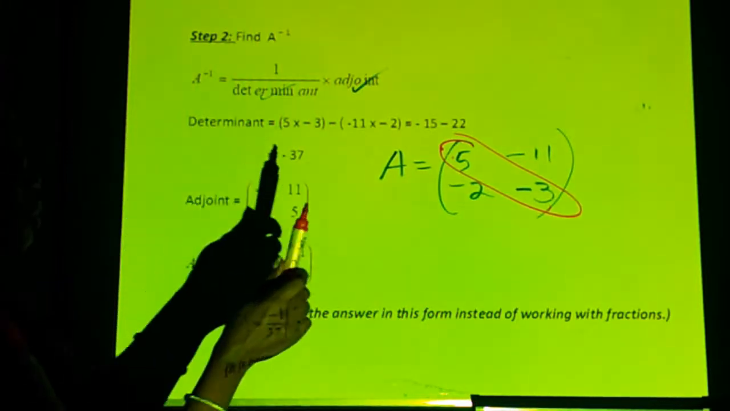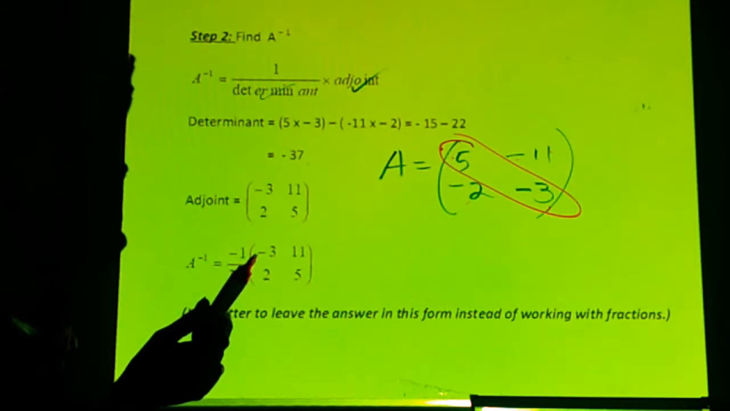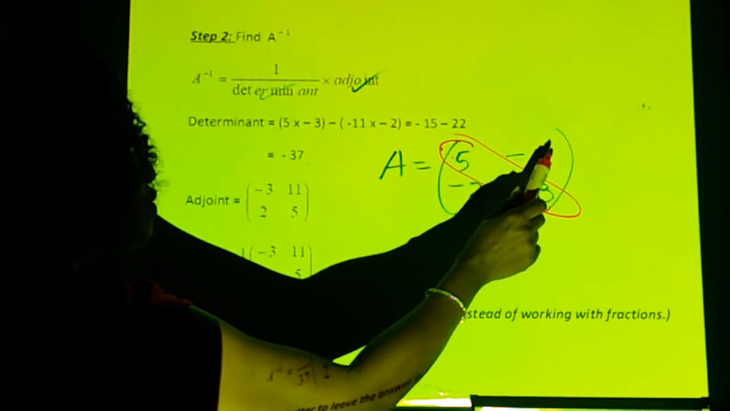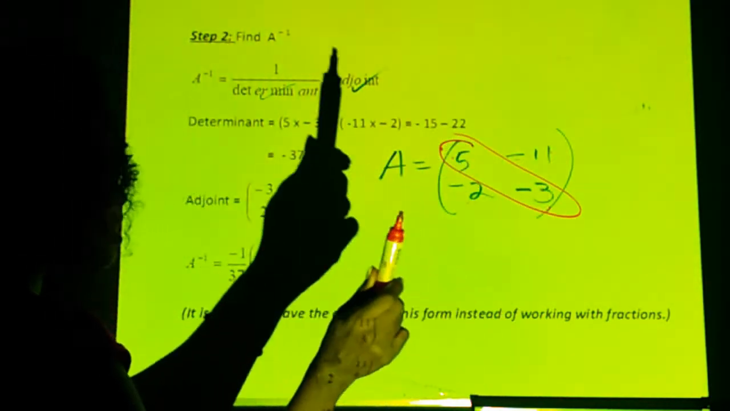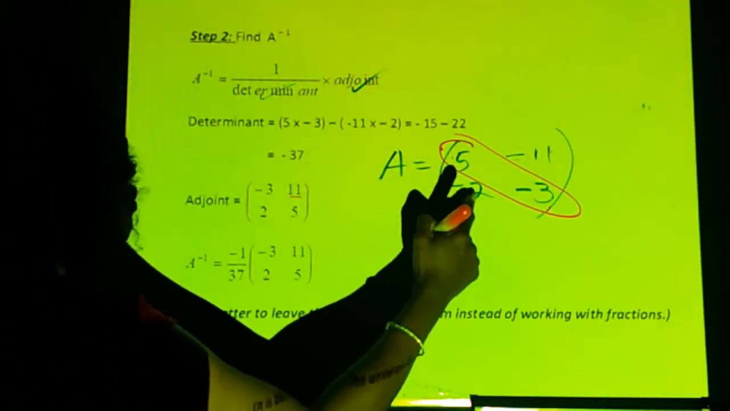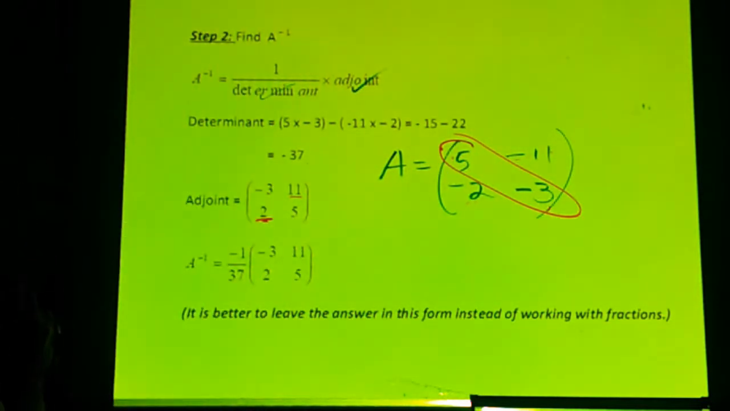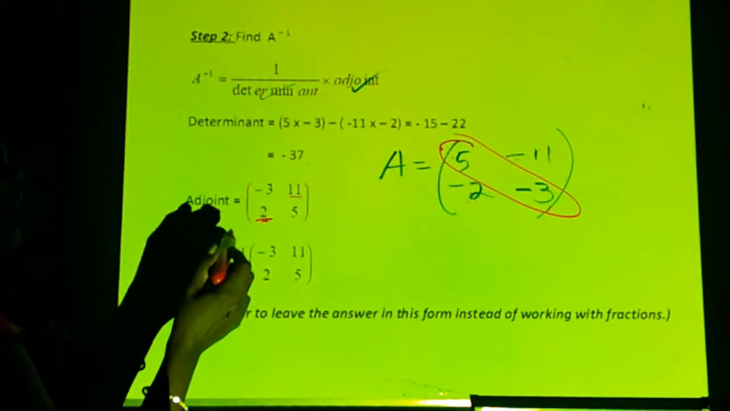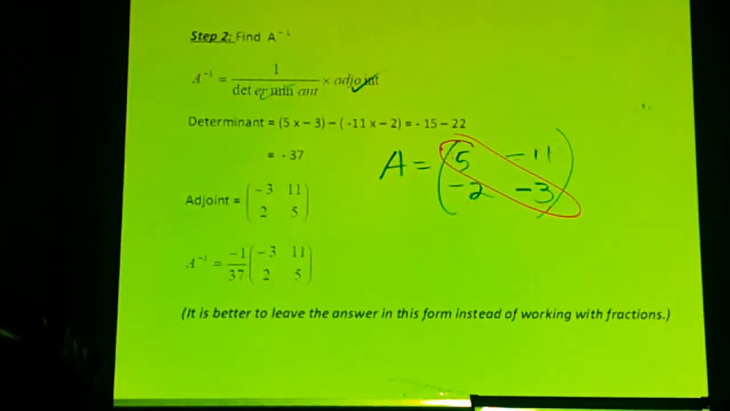And step 2, we multiply the other 2 elements by negative 1. But they keep the same position. They don't move. So negative 11 times negative 1 is a positive 11. And negative 2 times a negative 1 is a positive 2. So basically these two change signs, these two change signs, and these two numbers switch places. That's how we calculate the adjoint.